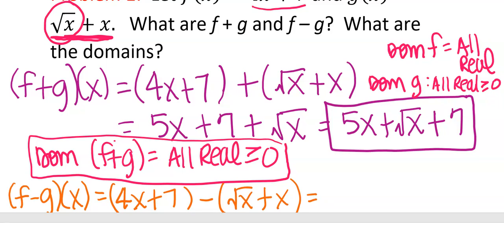So looking for like terms, notice that this negative does carry through to the second one. So it would be 4x minus 1x, so you get 3x minus square root x plus 7.